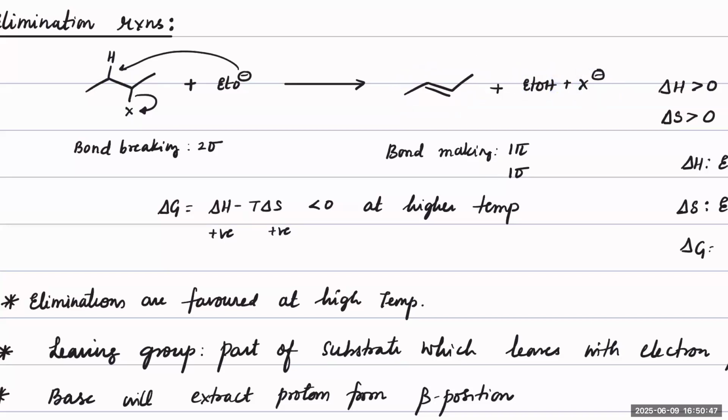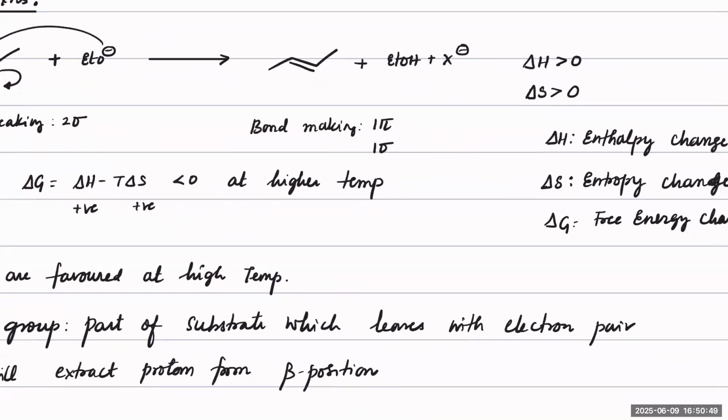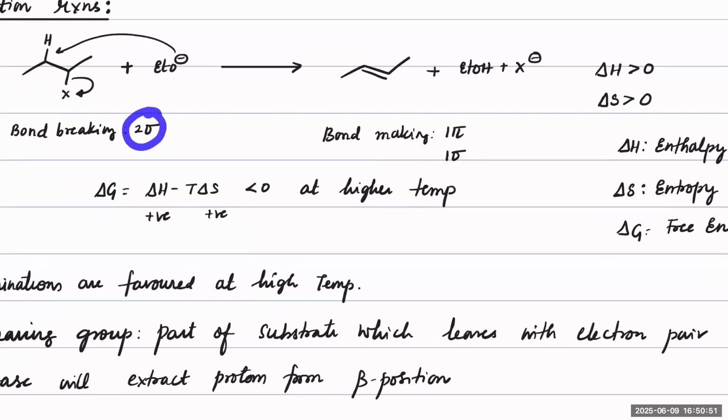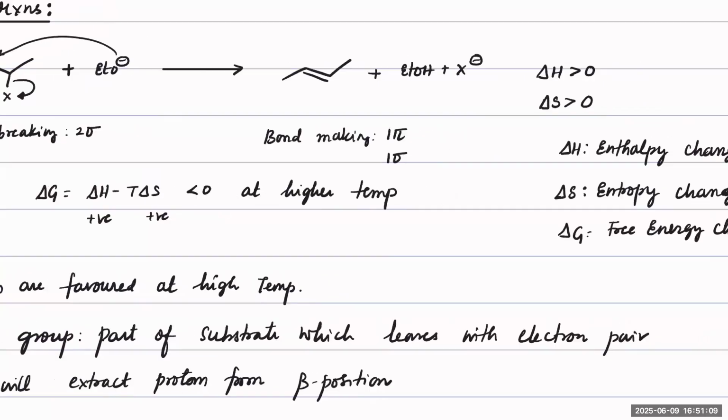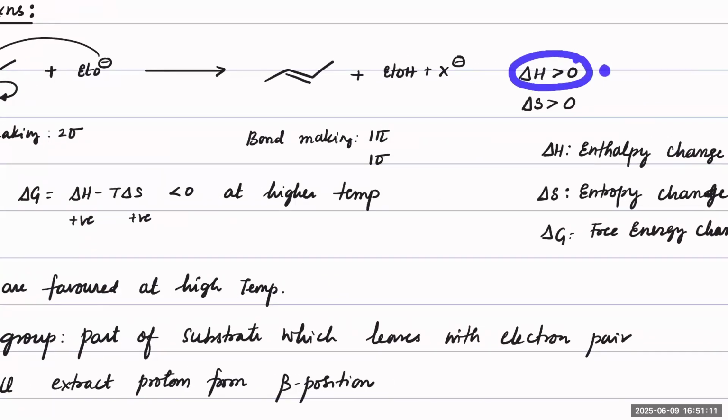One important aspect you need to notice here is we are breaking two sigma bonds in this case. And what is the result? We are making one pi bond here, one pi bond there and one sigma bond here. But two sigma bonds are stronger than one pi and one sigma. Therefore, in the overall reaction, energy is required. So I could say delta H is positive in the overall reaction. Make sense?